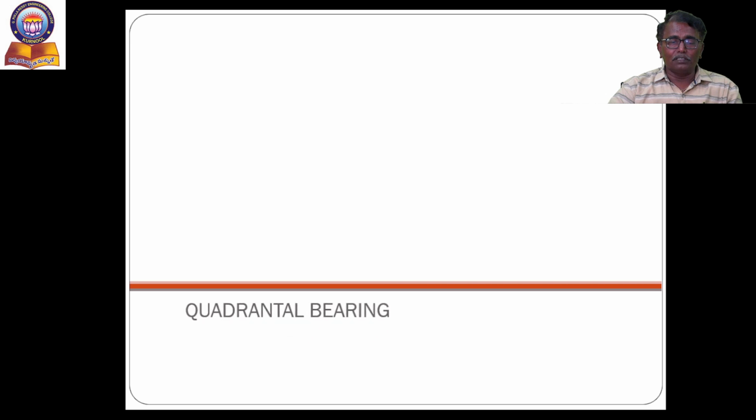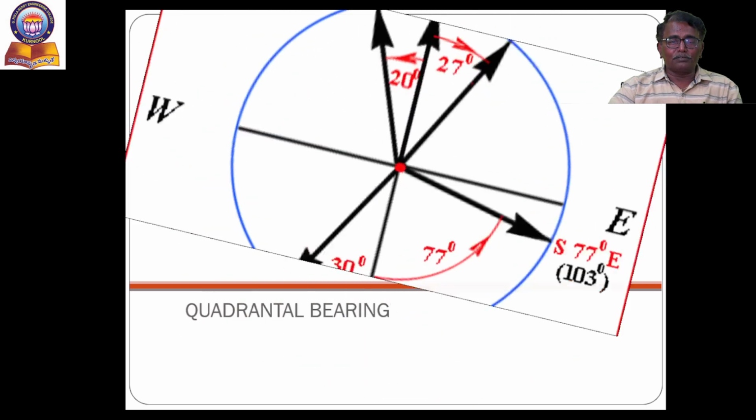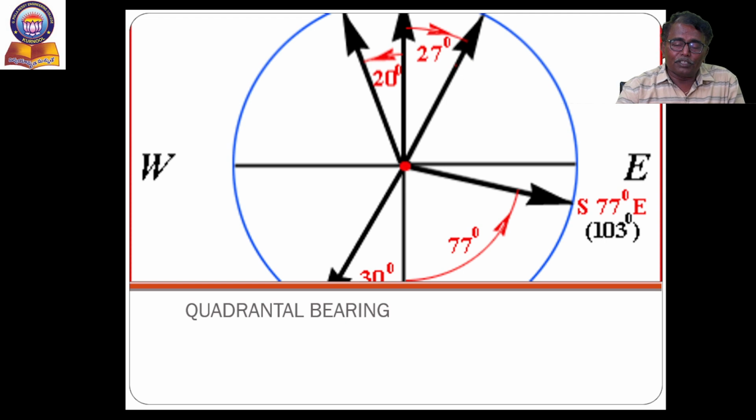In this one, a quadrantal bearing example figure is given here. In the first quadrant, you can see that with reference to north, the bearing is measured in clockwise direction. The OA line is lying in the first quadrant, 27 degrees. And if the line is lying in the second quadrant, with reference to south, in anti-clockwise direction, we have to take the reading, that is 77 degrees, for example OB.